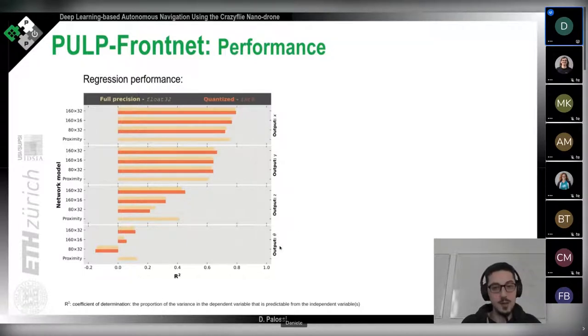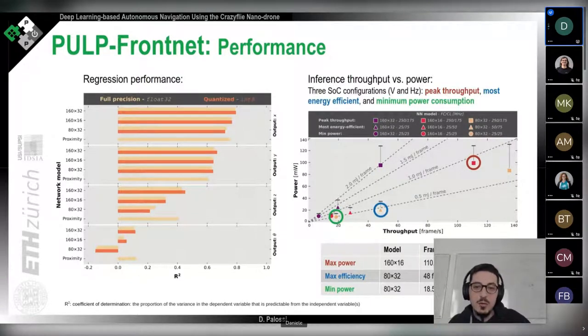Okay, second part of the performance results: in terms of throughput, as before, the frame rate and the power consumption for this new neural network. As always, we are interested in the peak throughput, the most energy efficient configuration, the minimum power consumption, and the relative performance of each configuration. The max power consumption is given, of course, by the biggest model running at the maximum frequencies, and with this model we achieve 110 frames per second inference on board within 99 milliwatts. Then, if we move to the most energy efficient configuration, represented by the 80 by 32 model, we obtain 48 frames per second within only 20 milliwatts.